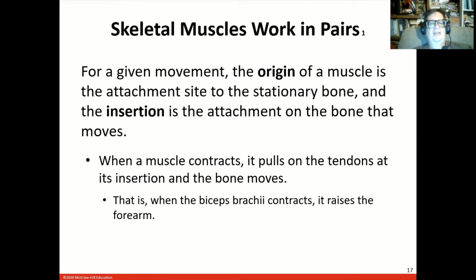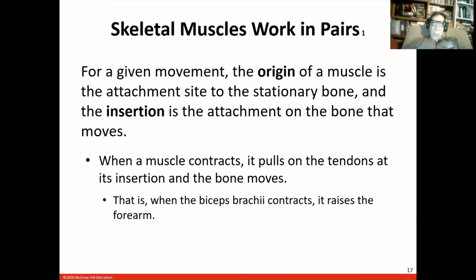So the muscle is attached to the origin, and the insertion is on the bone that moves. When the muscle contracts, when the muscle gets shorter and thicker, it's pulling on one side of a joint, pulling on a bone that's not going to move, and on the other side it pulls on the bone that moves. Let me move this out so you can see better.